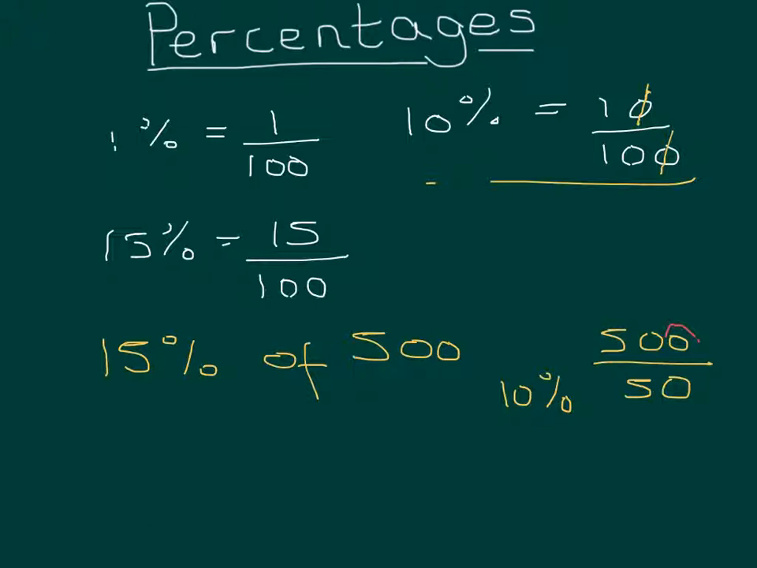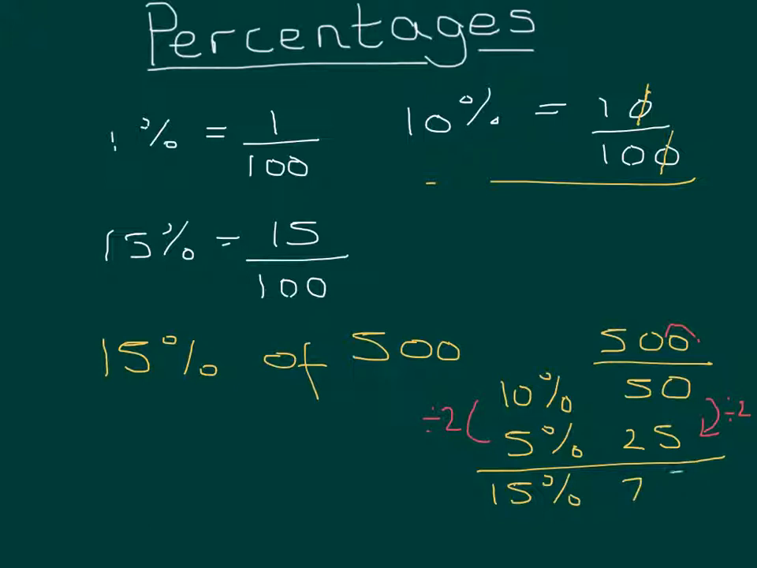Now I can find 5%. Now 5% is half of 10%. So 5% is going to be half of 50. So I can divide that by 2, which will give me 25. So that means in total, if I want to find 15% of 500, I can add these two up and I've got 75. 15% of 500 will be 75.